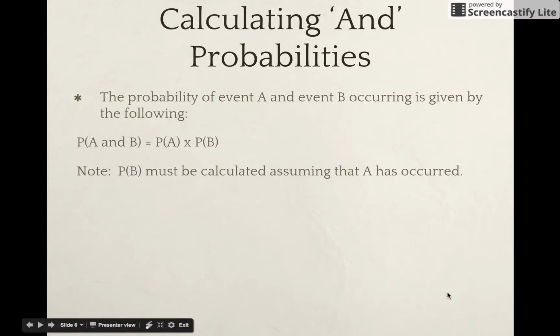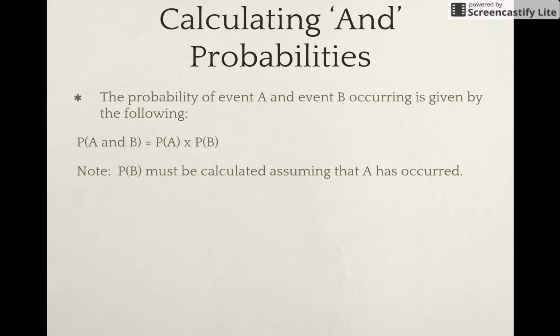Let's talk about calculating AND probabilities. When we talk about these AND probabilities, we are talking about the probability of event A and event B occurring. And that formula is given by the product of the probability of event A and the probability of event B.